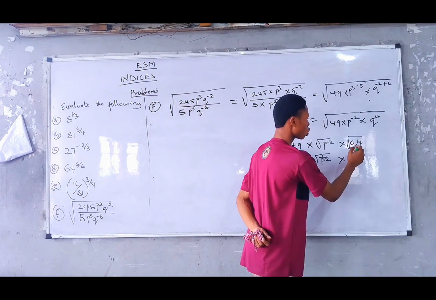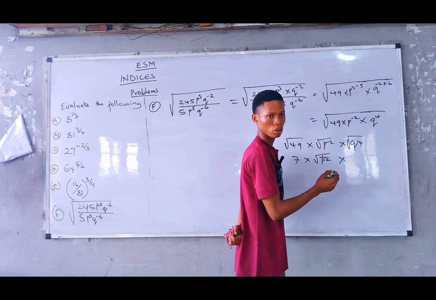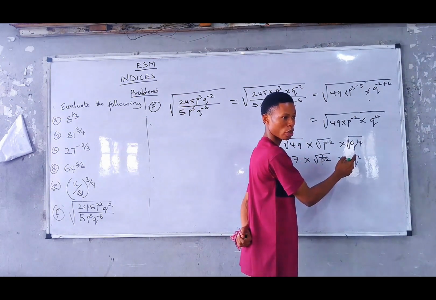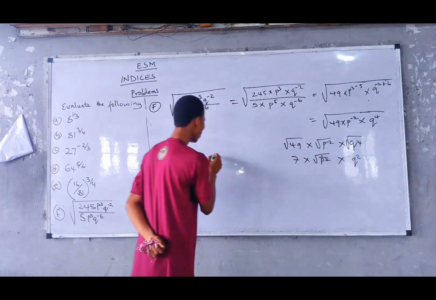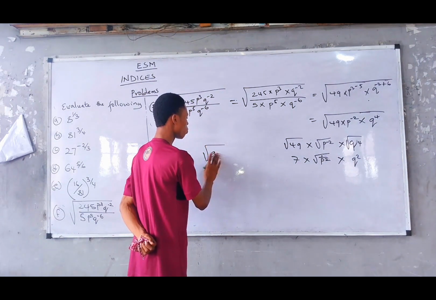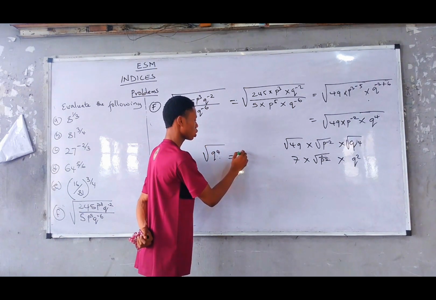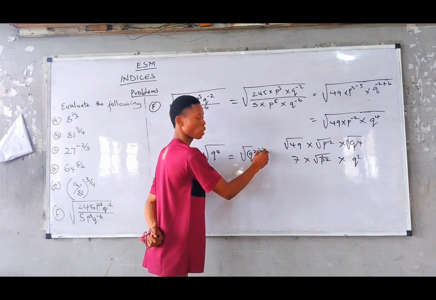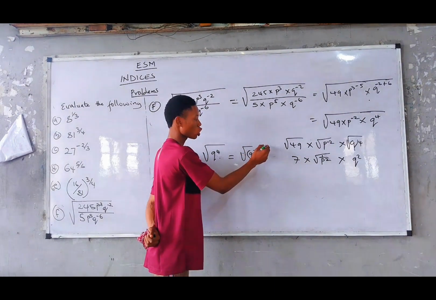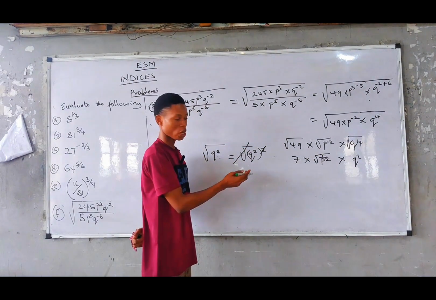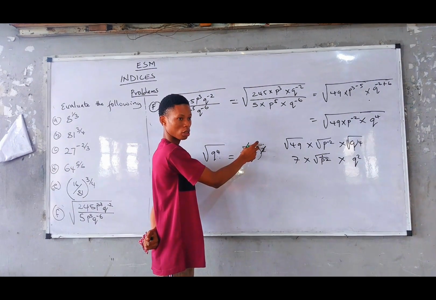Times square root of Q raised to power 4 is what? Q raised to power 2, right? Do you know how we got the Q raised to power 2? Now, if we have square root of Q raised to power 4, Q raised to power 4 is the same thing as Q raised to power 2 times 2, right? Is it not? This other square can cancel the square root. Remember, square removes square root, and we are left with Q square.